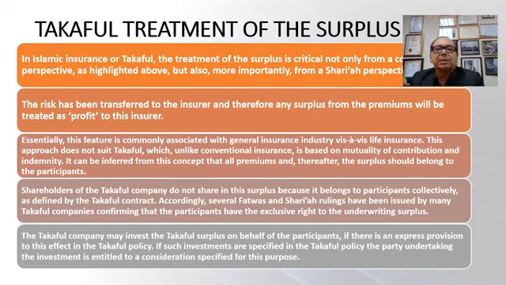It can be inferred from this concept that all premiums and thereafter any surplus should belong to the participants. So whatever the surplus, it doesn't go to the TAKAFUL company. It all belongs to the policy holder. We learned that in a previous chapter. Shareholders of the TAKAFUL company do not share in this surplus because it belongs to the participants collectively, as defined by the TAKAFUL contract. Accordingly, several fatwas and Sharia rulings have been issued by many TAKAFUL companies confirming that the participants have the exclusive right to the underwriting surplus. So what does it mean here?